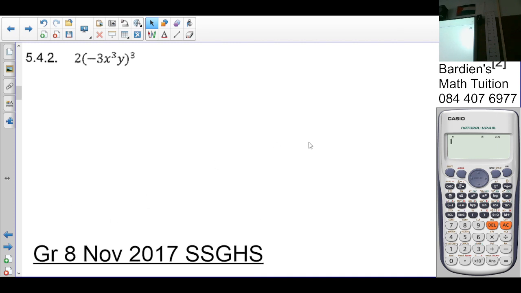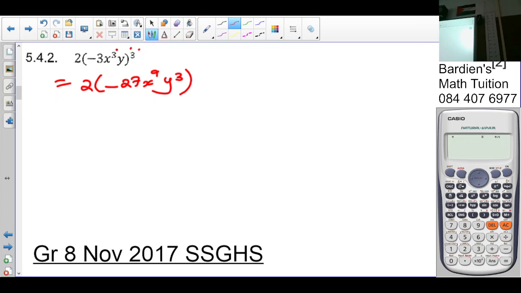5.4.2. And apply the negative first. So it's negative 2 to any odd exponent will be negative. 3 cubed is 27. X: 3 times 3 is 9. Y: 1 times 3 is 3. Positive times negative is negative. 2 times 27, 54. x to the 9, y cubed. Okay, any confusion there? No?